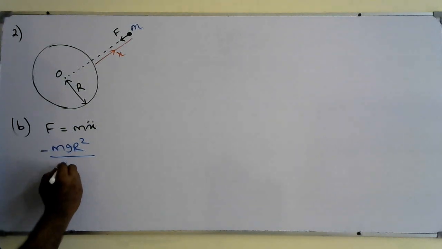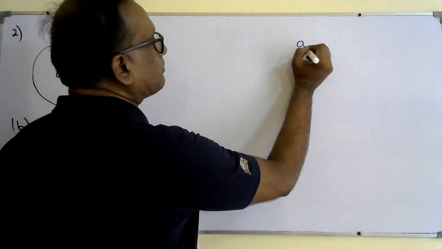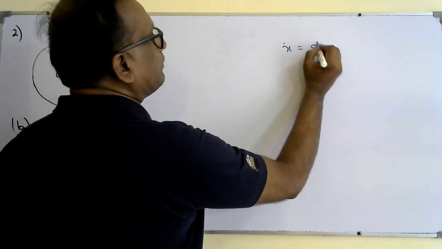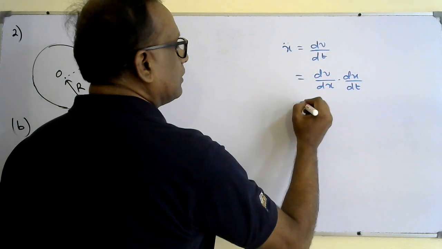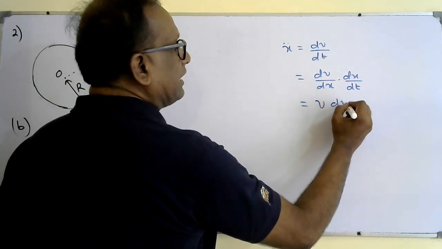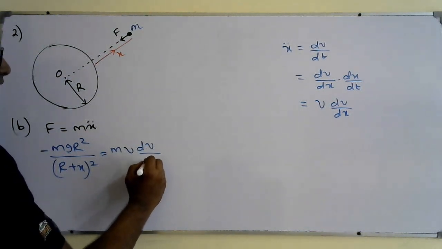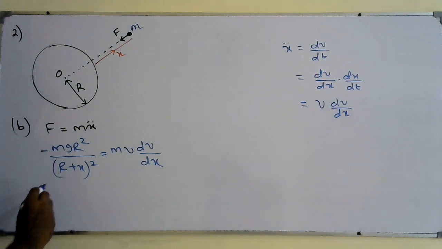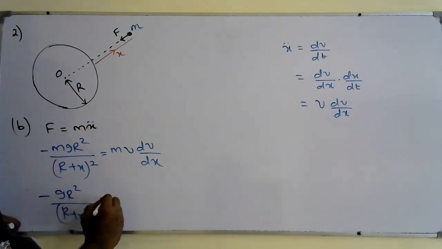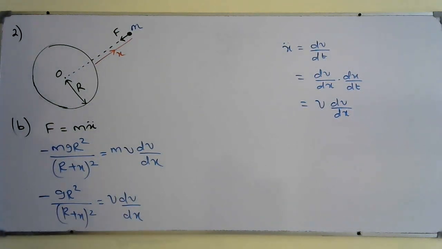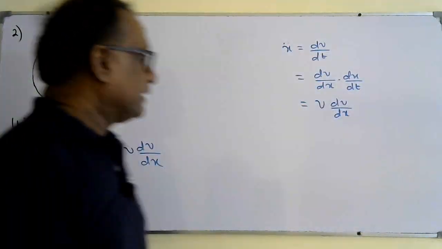So minus mgr squared over (r plus x) all squared is equal to m times acceleration, which means dv over dt. We know that acceleration, x double dot, equals dv over dt, that is dv over dx into dx over dt. Dx over dt is v, so this could be written as v dv over dx. So it could be written as m v dv over dx. M will get cancelled, so it's going to be minus gr squared over (r plus x) all squared equals v dv over dx. Okay, so it's a simple first-order differential equation, so we need to solve it in terms of v. So we'll integrate it now, rearrange it.